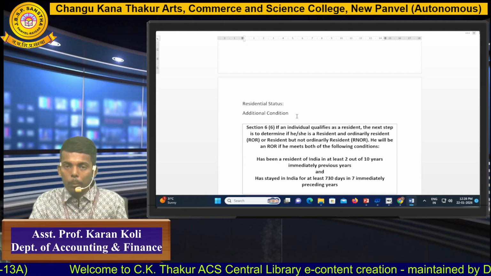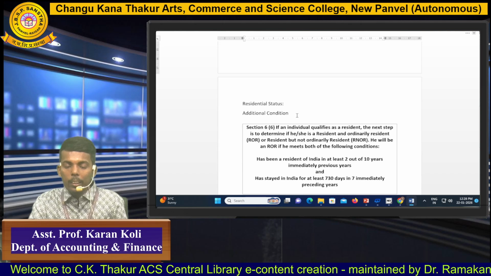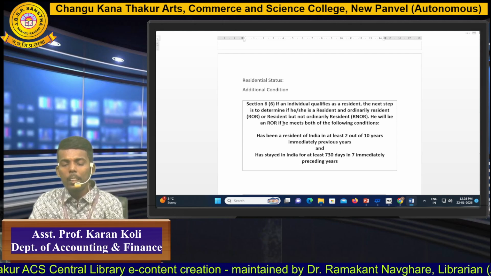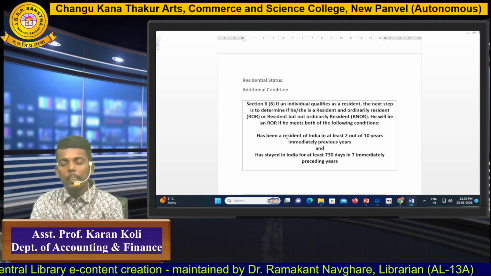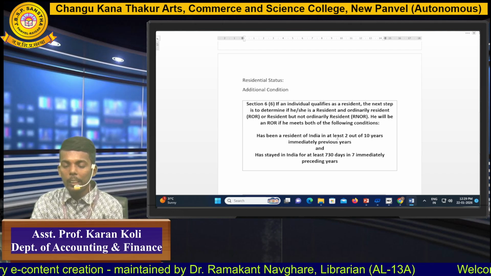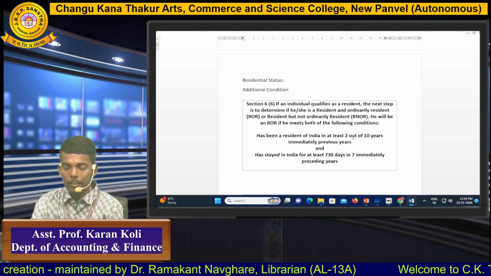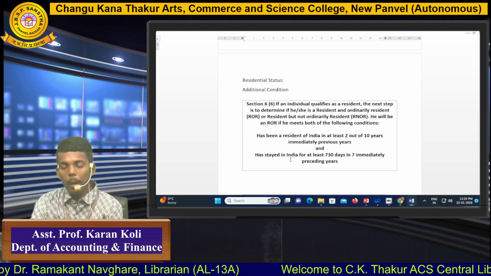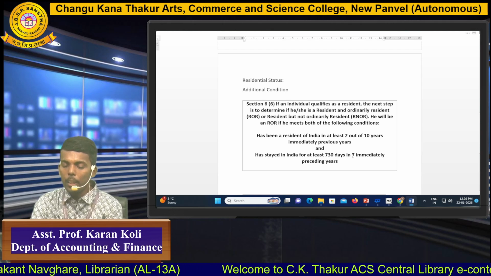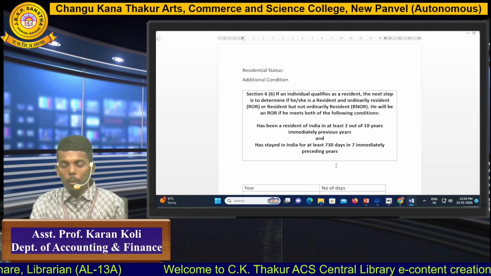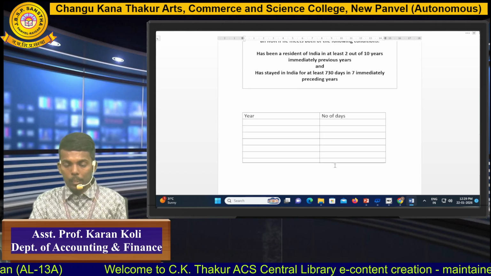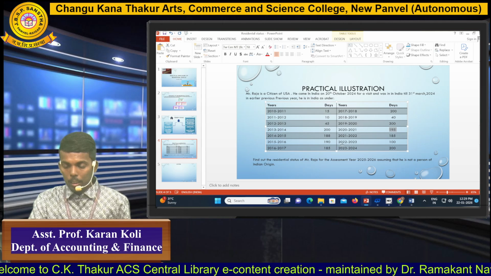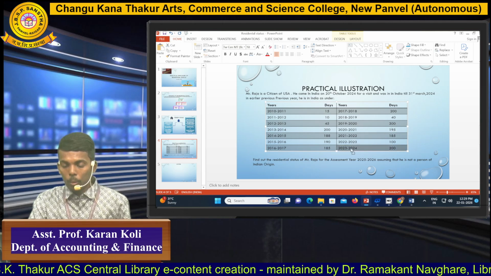We compute resident, ordinary and not ordinary with the help of the additional conditions. According to section 6, subsection 6, he or she has been resident in India at least 2 years out of the 10 immediately preceding years, and has stayed in India for at least 730 days in the 7 immediately preceding years. So we are taking 10 years of PPY data.